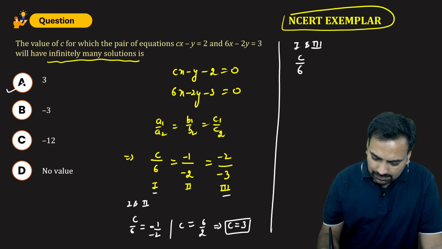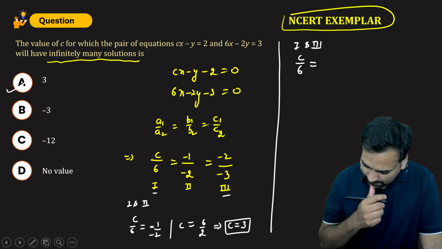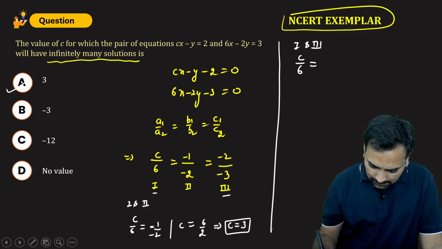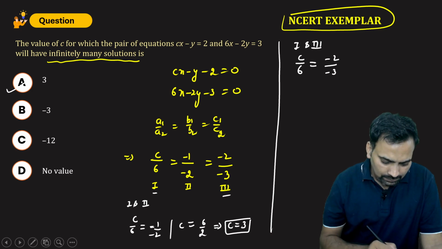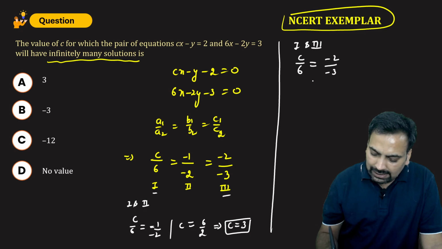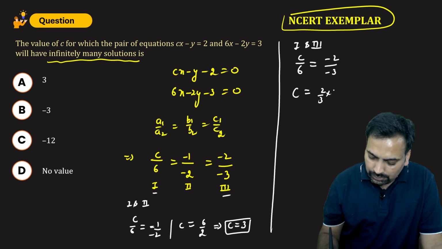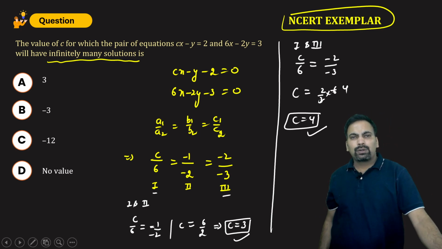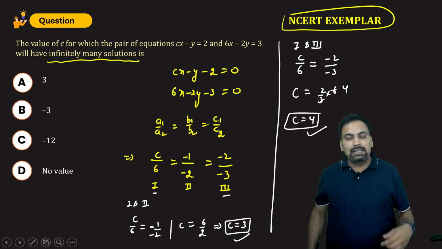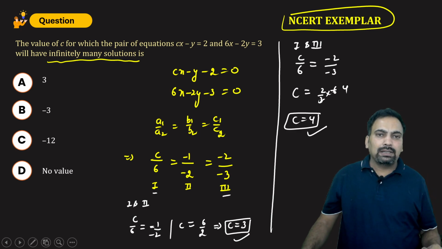From first and third, verify. C upon 6 is equal to -2 by -3. So C is equal to, minus minus cancel, 2 by 3 into 6. C is equal to 4. Huh? How come? Here it gives C value 3 and here it gives C value 4. Two different values of C. Is it possible? No.